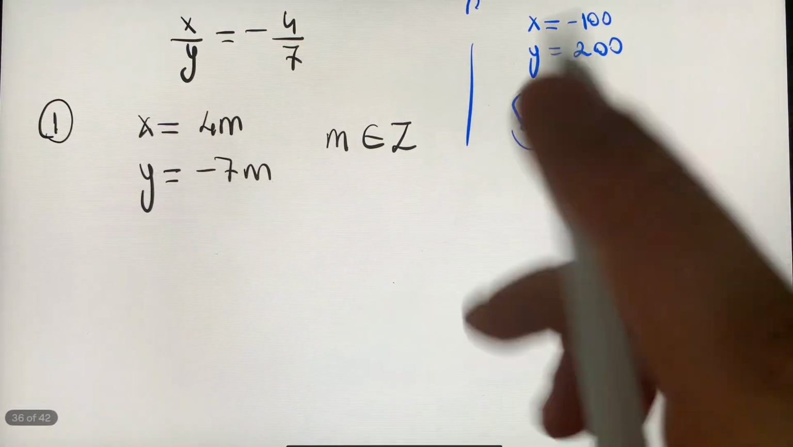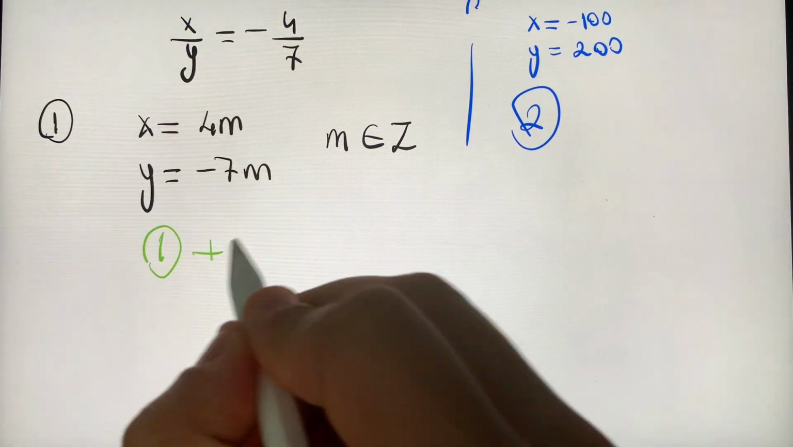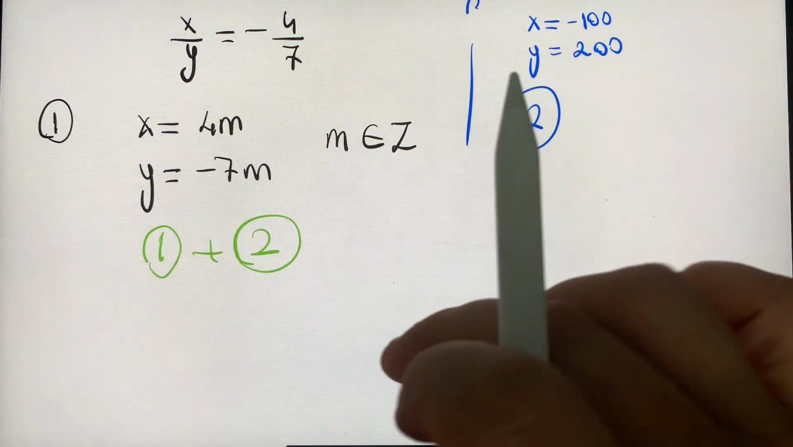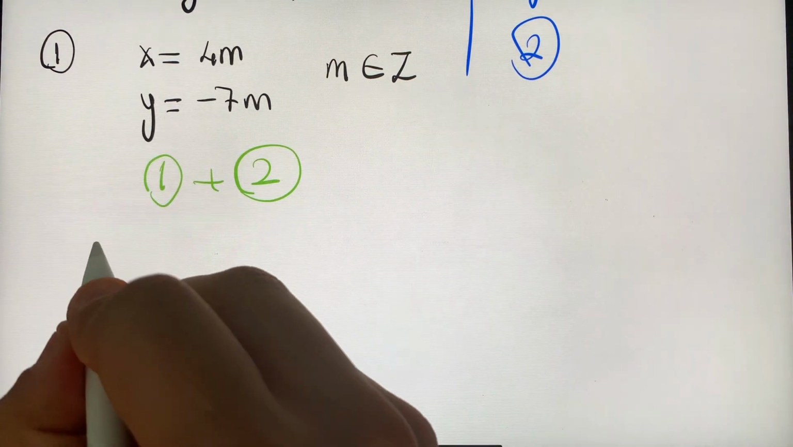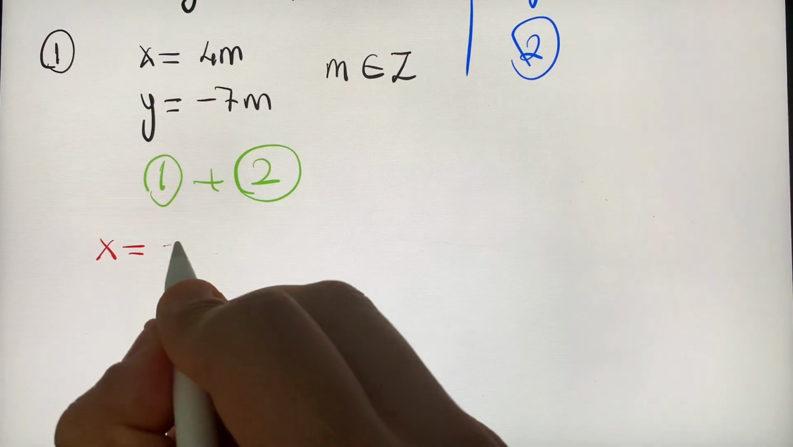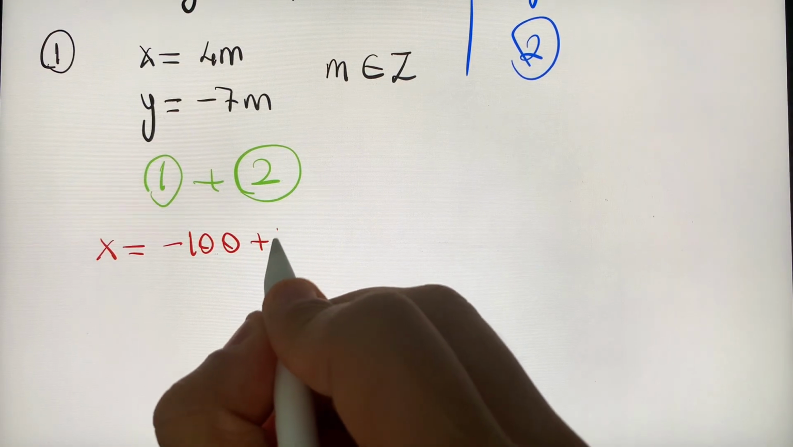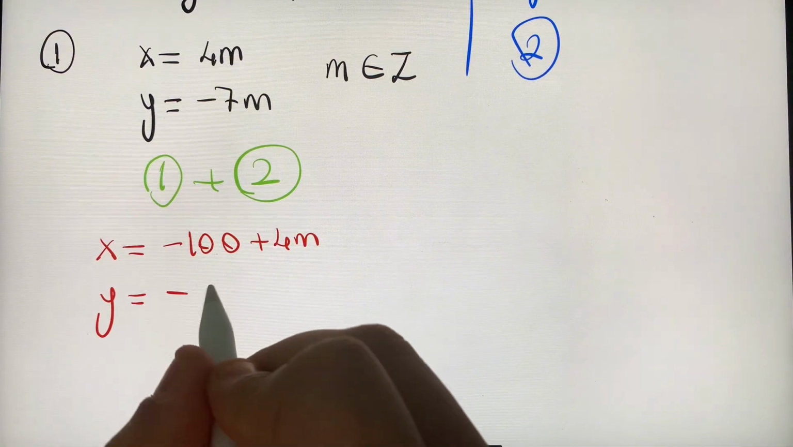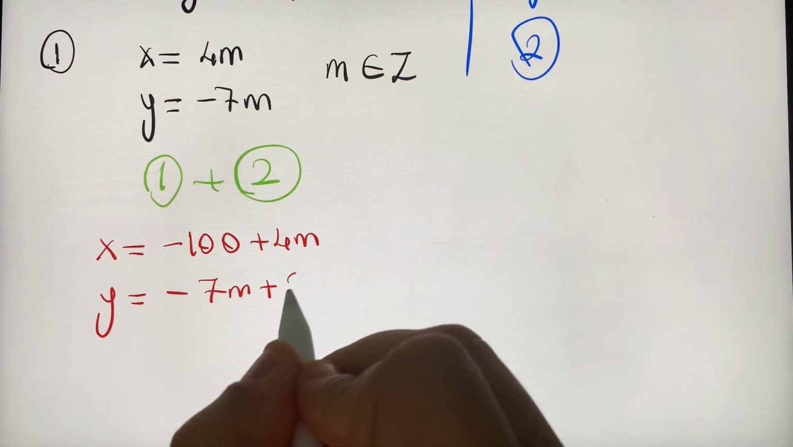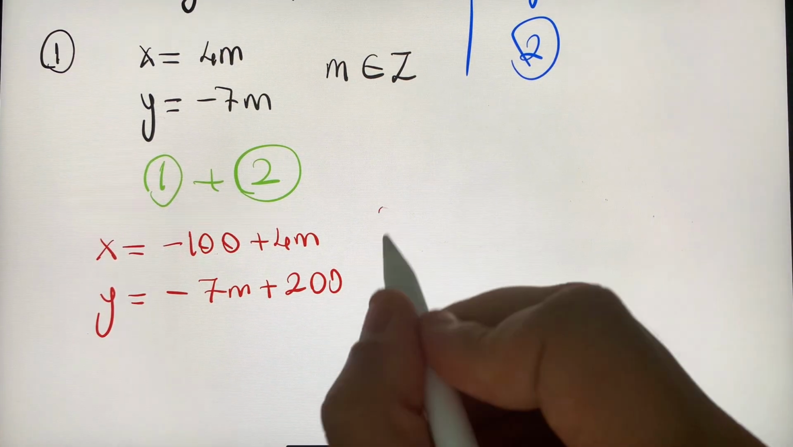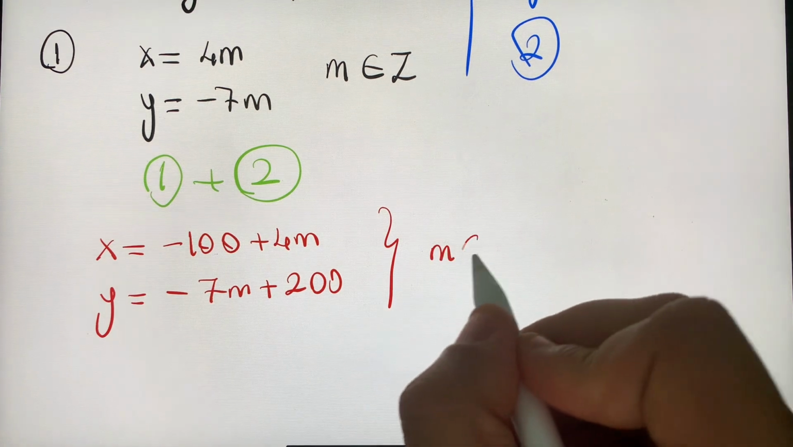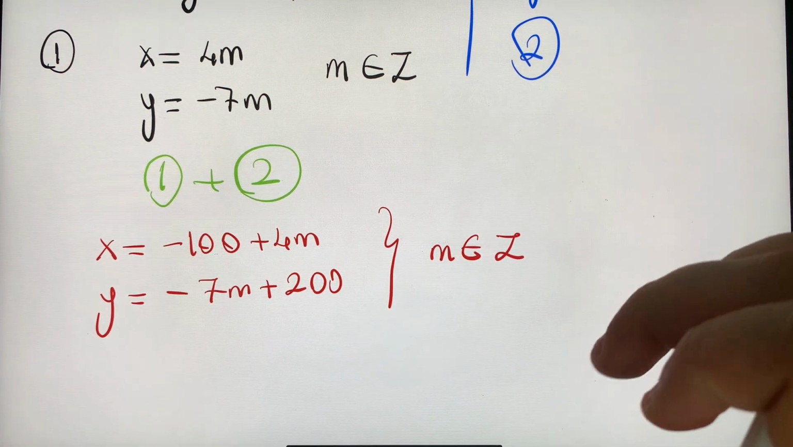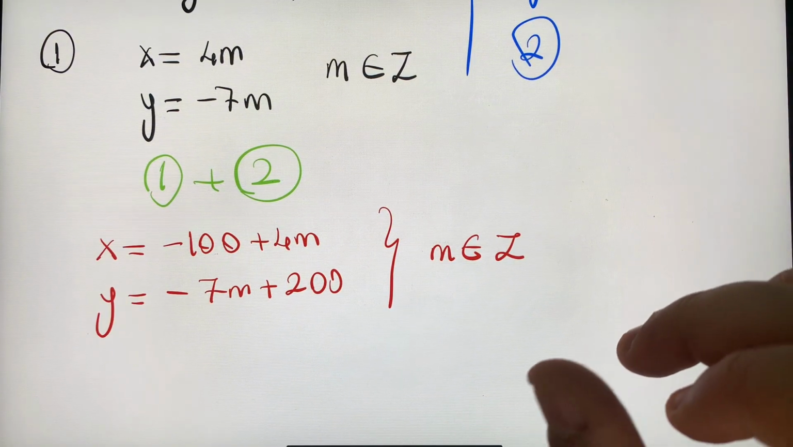Now this is equation 1 and 2. What can I do with the equations? I can add them, I'm trying to get something. If I add these two together, the x will come as minus 100 plus 4 times m, and the y will come as minus 7 times m plus 200. I say it again, m is a whole number, friends.